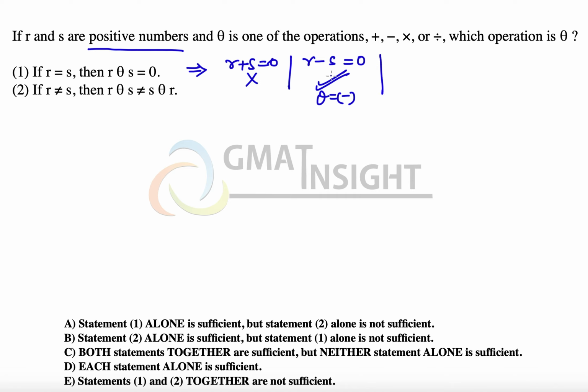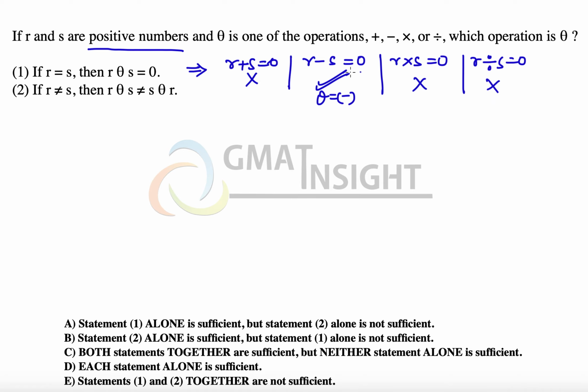Now the third possibility, let's quickly check. Can R multiplied by S be equal to 0 if these are two positive numbers? The answer is definitely no, so it is out. And the fourth case is R divided by S equal to 0. Can the division of two positive numbers ever be equal to 0? The answer is definitely no.